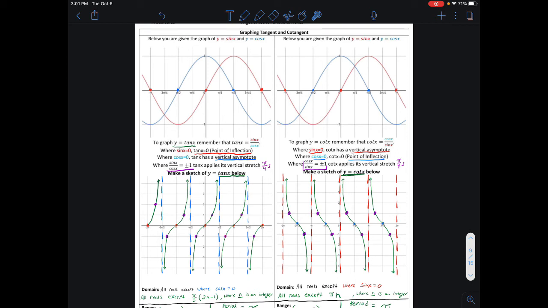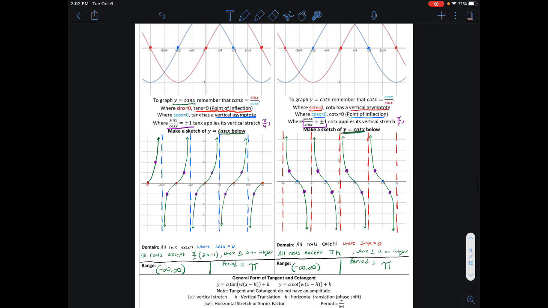So that way I get some more points to sketch the curve. Tangent is an increasing function on its domain. So as you work your way from left to right, it should be increasing through here. And it resembles that of a cubic function, but it's not actually a cubic function. Now, the domain of tangent, notice how it's undefined.